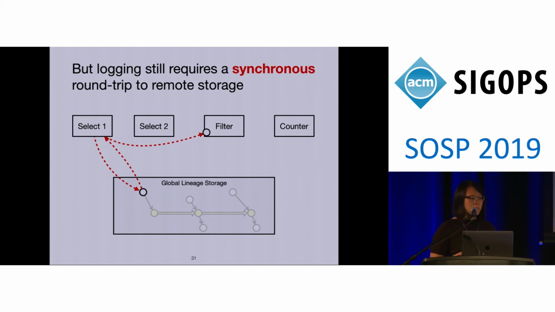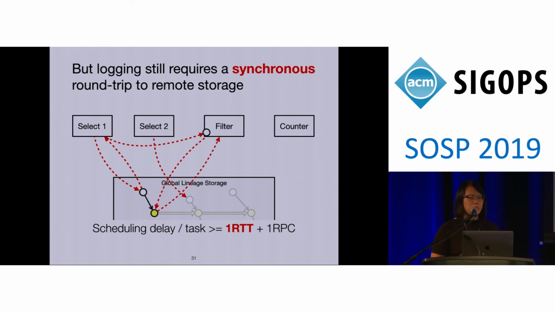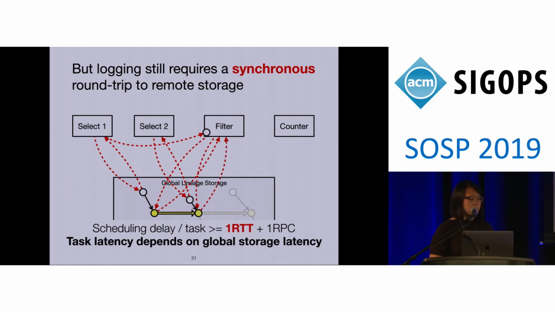So this means that besides the minimum RPC that we need to forward the task to its destination process, we also need to spend at least one round trip to make sure that the lineage survives on a different node. So optimistically, this round trip time might only be 1 millisecond, but even that can be a lot when the tasks are only a few milliseconds long, and if we have to do this before every single task. So really, the problem here is that the task latency depends on the global storage latency. So in the worst case, the global store might actually become the bottleneck for certain applications.